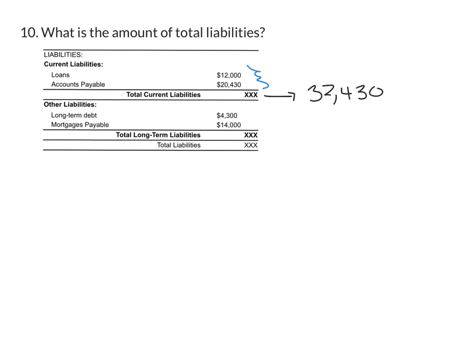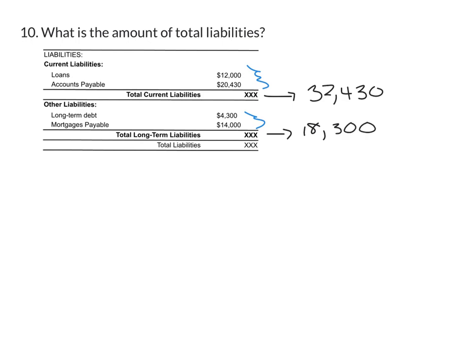$32,430. Now we'll find the total long-term liabilities. And we'll do that by adding $4,300 plus $14,000. And we get that the total long-term liabilities is $18,300.